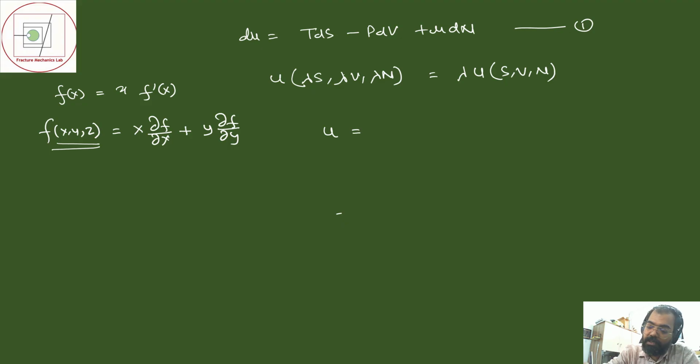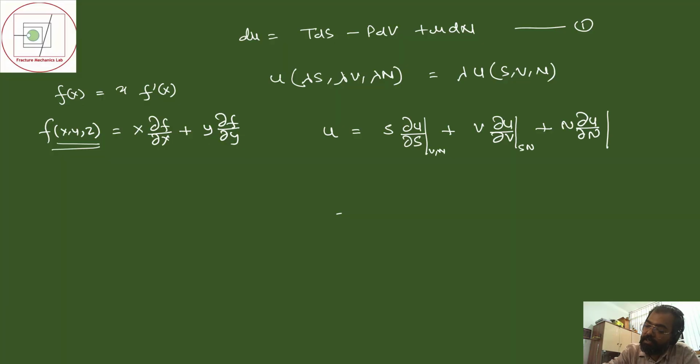U is going to be now S into del u by del S plus V into del u by del V plus N into del u by del N, and of course when it is partial I am keeping the other things constant: V and N constant here, S and N constant here, and S and V constant here. So you know that del u by del S is temperature, so it becomes TS, this becomes PV, and this becomes mu N. So this is now U. Okay, this is now U.